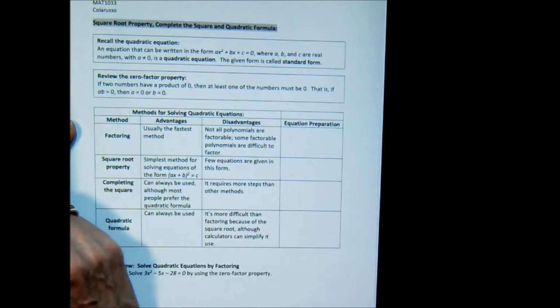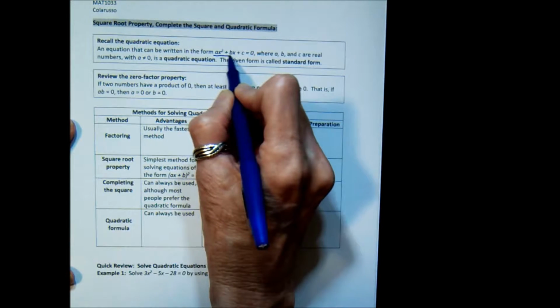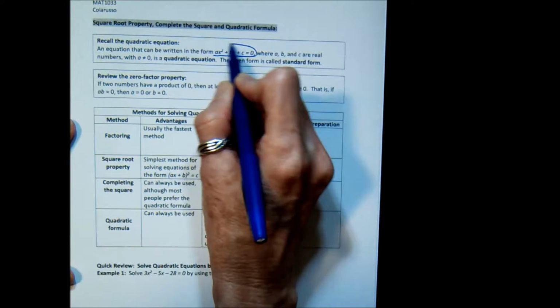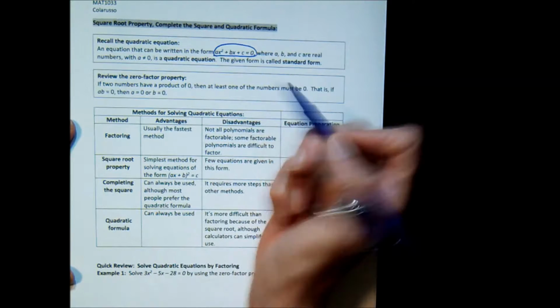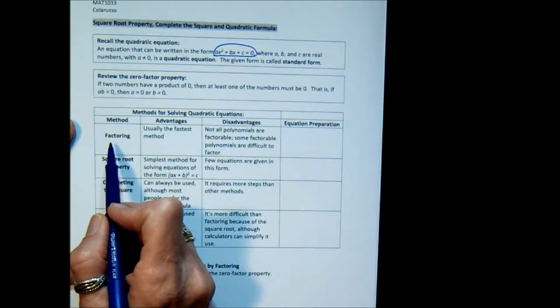It says recall the quadratic equation, an equation that can be written in the form of ax squared plus bx plus c equals 0 is called a quadratic equation. That's considered standard form when it's written in that format. Now, up to now, we have used the zero factor property to solve quadratic equations, meaning you factored.